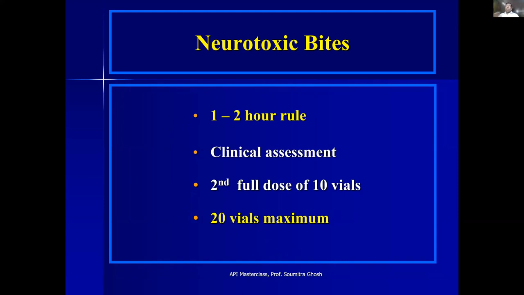In neurotoxic bite, the rule is different. There is no question of coagulation profile synthesis by the liver. We can just wait for 1 hour or a maximum of 2 hours, according to the clinical situation, from the end of the first full dose of 10 vials. So clinical assessment is enough. We do not have any biochemical test. The second full dose of 10 vials is given after 1 hour from the end of the first administration, or after 2 hours maximum, with a maximum of 20 vials in total. So one repeat dose can be given, a maximum of 10 vials. That is very important, and we have to keep in mind that for the hemotoxic and the neurotoxic, the approach is completely different.